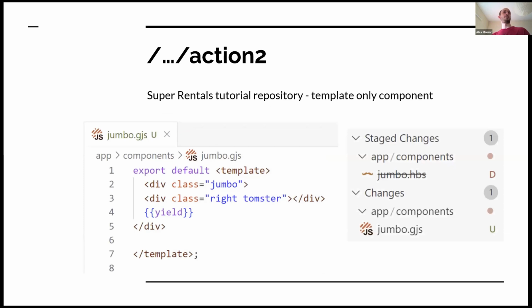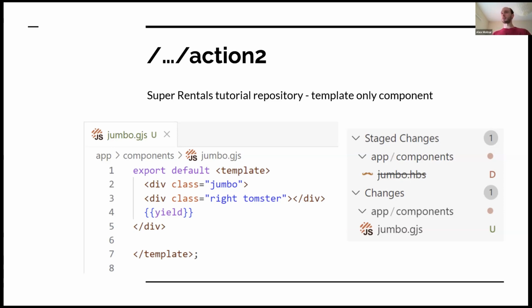So what happens if you don't want to dry run? Well, you get a file called jumbo.js with the content of the template-only component correctly implementing the RFC. So here we see a default export of template-only component. And on the right-hand side, you see the diff that VS Code shows for the changes in the repository.